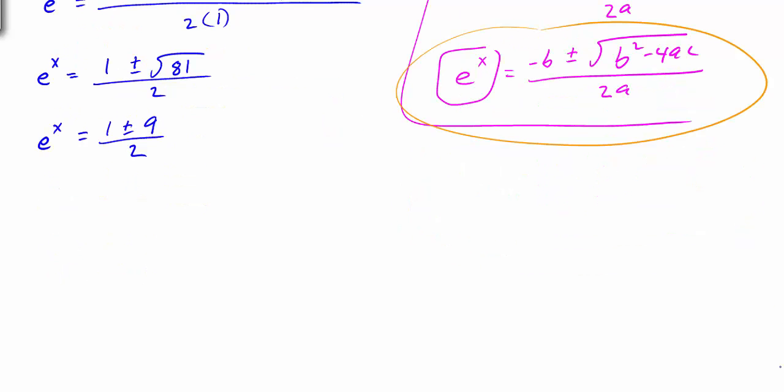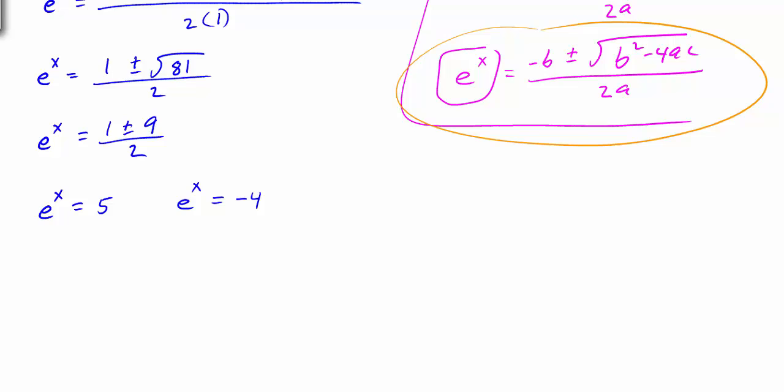Okay. Now here, that means we're going to have e to the x is equal to 1 plus 9, which is 10, divided by 2 is 5. And we could have e to the x is equal to 1 minus 9, which is going to be a negative 8. And negative 8 divided by 2 is a negative 4.